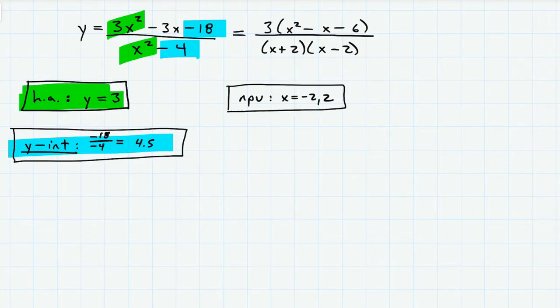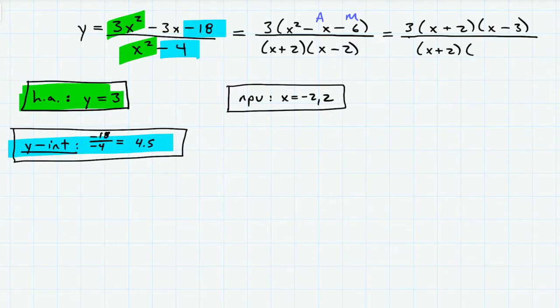So I need to keep factoring the numerator. I need to find two numbers that add to negative 1 and multiply to negative 6. Those two numbers are negative 3 and positive 2. So the numerator is going to factor as 3 times x plus 2 times x minus 3, over x plus 2 times x minus 2. So the x plus 2's are going to cancel out, which tells me that the negative 2 is a hole. So I know there's a hole with an x value of negative 2.